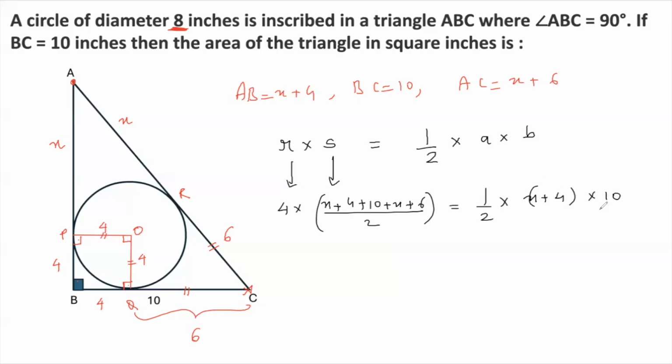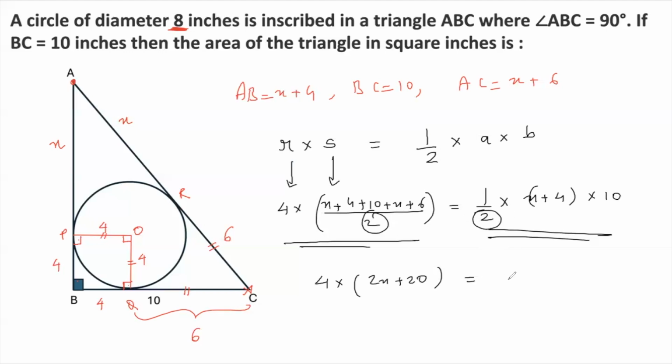So this is another way in which you can figure out x, and then the value of x you can substitute in any of these two expressions. You will get the area of the triangle. So solving further, 2 and 2 get cancelled. I'll have 4 into, this would be 2x plus 20, is equal to, 2 has already been cancelled out here, 10 times x plus 4. So again, when you open this, you get 8x plus 80 is equal to 10x plus 40.